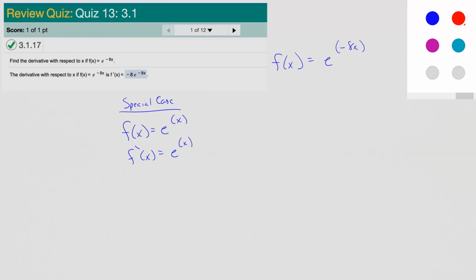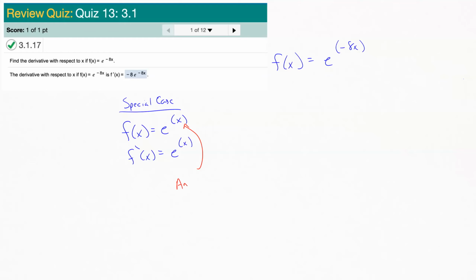The one thing to note here, though, is as soon as that is anything more than just a simple x, so just a basic x up in that power there, it's a chain rule problem. So the majority of e to the x derivatives that you're going to have to take will end up being chain rule problems. And that's what we're looking at on this problem.